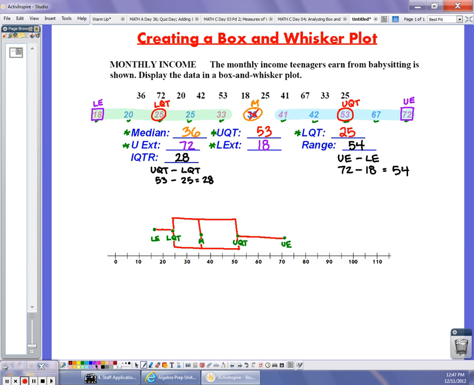All we got to do now is just go ahead and label it. We'll go ahead and put our title. Our title is going to be Monthly income of babysitters. And we can go ahead and put in our label down here. This is how much money they make, so we'll just write down money in dollars. And there's our box and whisker plot.